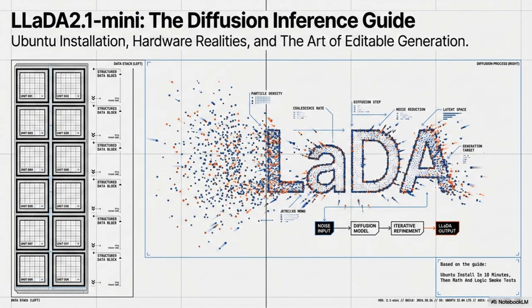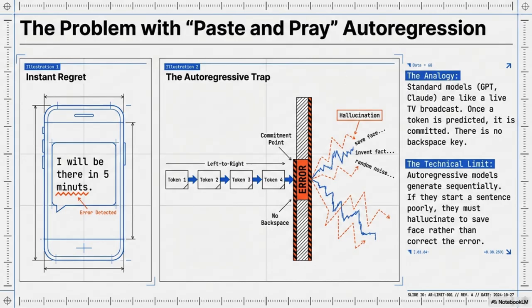But today, we're looking at something that, well, it breaks that rule. We're talking about a model that drafts and pauses and reconsiders and actually edits its own work before it's done. It's called LLaDA2.1 Mini. And it represents a shift to what's known as a diffusion language model. And honestly, it is a little weird, but in the best possible way.